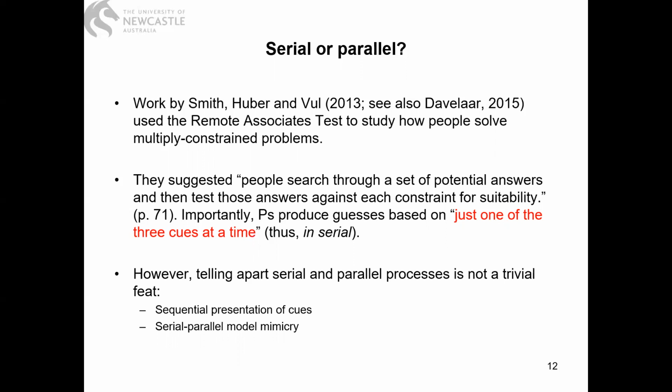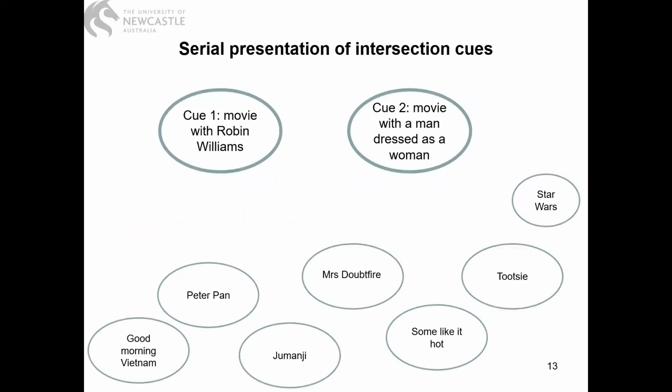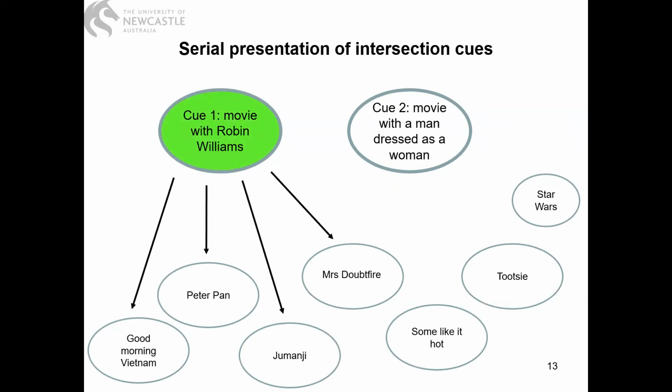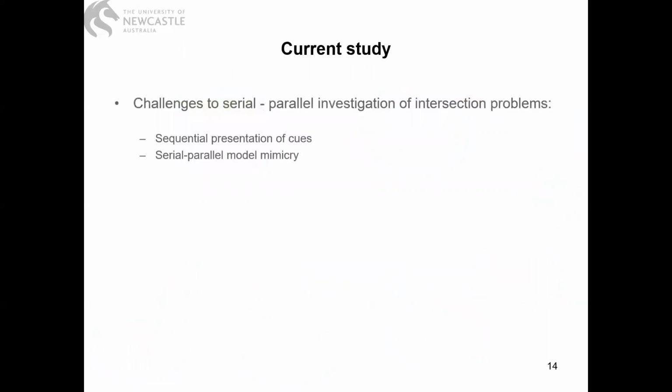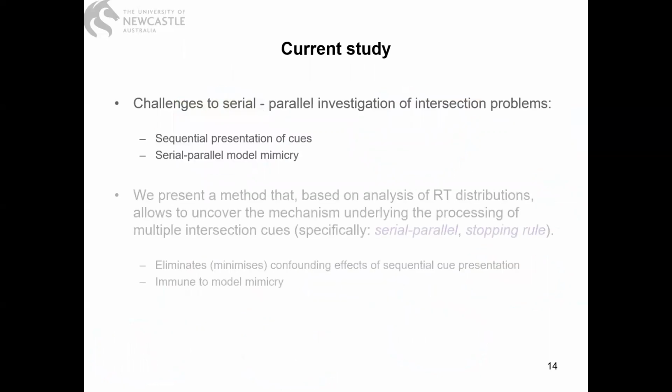And the second challenge is the serial-parallel model mimicry. Now, if cues are presented in serial, say first a question as to a movie with Robin Williams, then activation from that cue would spread, but no single solution can be identified yet. It is only with the presentation of the second cue that a single node can be concurrently activated by the two cues. And again, this might look like a serial process to us, but it is driven by the fact that the cues were not available at the same time. So the current study tries to address those two challenges.